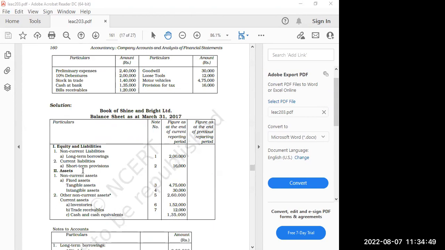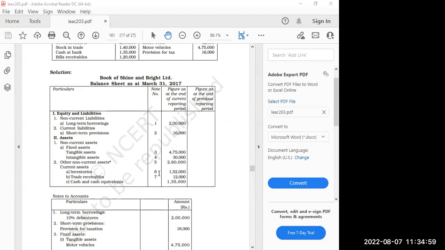Next, cash and cash equivalents means cash in hand and cash at the bank. How much is that? 1,35,000. Take 1,30,000, 35,000. That's all. It's only a simple example of how to write it. Okay, it's not a full-fledged balance sheet. We will do one more for a full-fledged balance sheet.